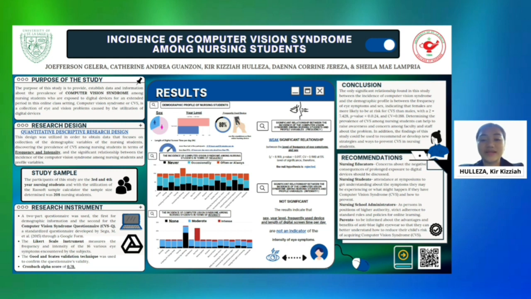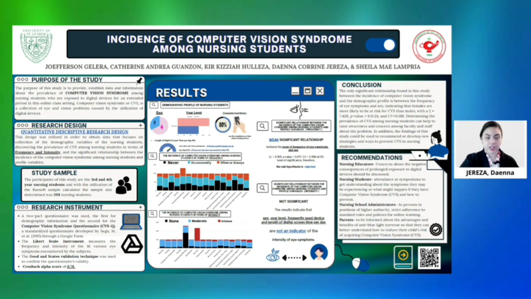For the frequency rating scale, our responses are never, occasionally, and often or always. In the intensity rating scale, the responses are moderate and intense. This part will involve the frequency rating scale and the intensity rating scale of the 16 symptoms.